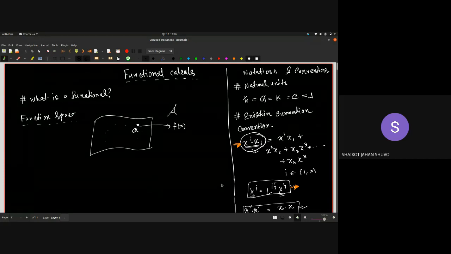There is some sort of a number associated with each and every point, but here each and every point will represent a function that will take input from your space-time coordinates and produce a number.